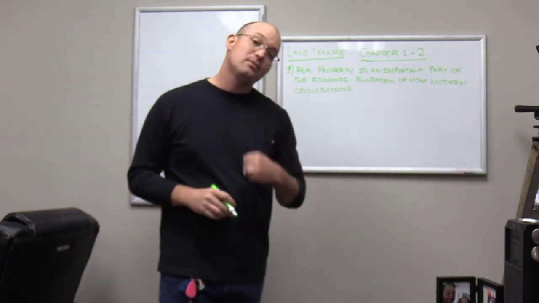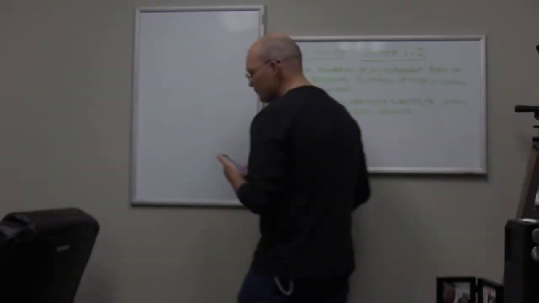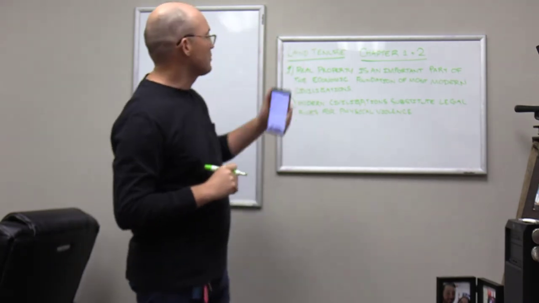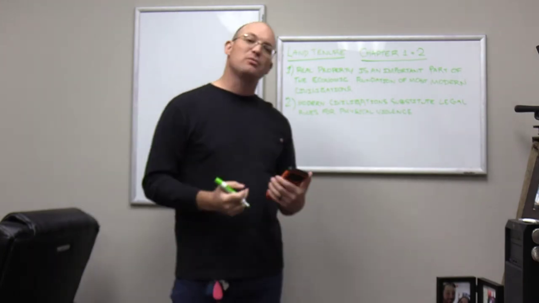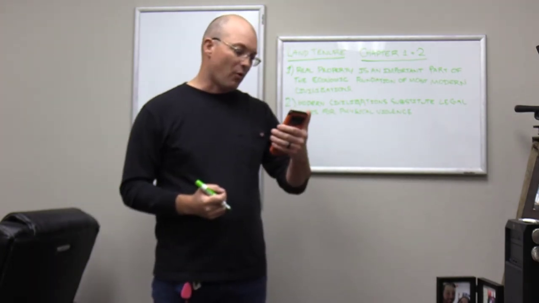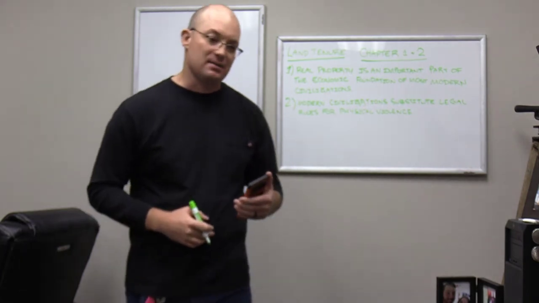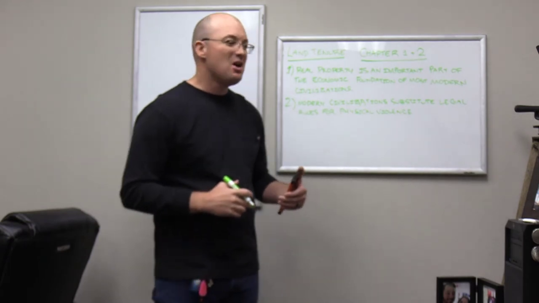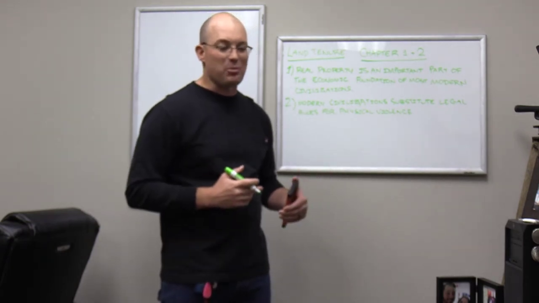All right, let's go on. What's the second key concept of Chapter 1? Let's write that on the board. All right, guys, the second key concept in Chapter 1 of Land Tenure is that modern civilizations have substituted a system of legal rules for physical violence as a way to protect ownership and other rights in lands. Okay, so what does that mean? What that basically means is we have a legal system here that we use to protect property ownership.